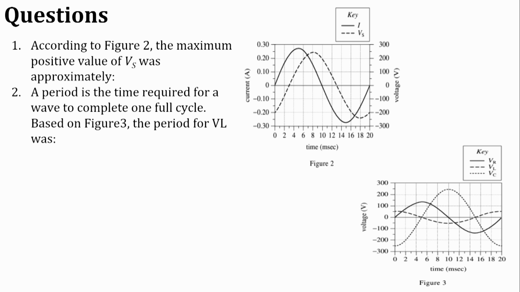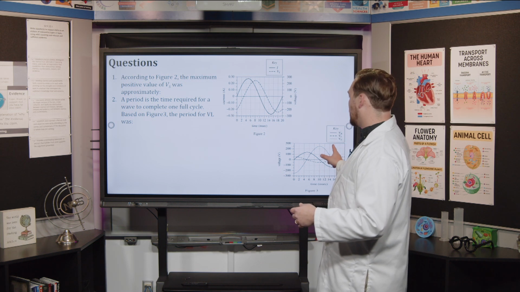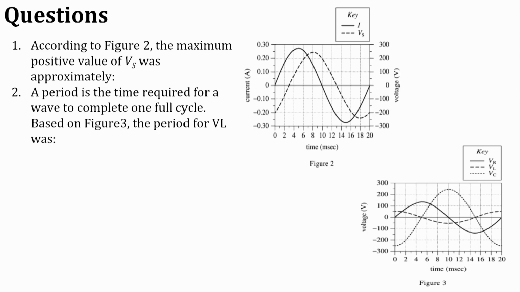Okay, let's look at question 2. So 2 says, a period is the time required for a wave to complete one full cycle. Based on figure 3, the period for VL was... Okay, great. So this is telling us where to look again. It says in figure 3, so this is the bottom right corner, and we're looking at VL. Okay, that's the dashed line, not the small lines, but the slightly longer lines. So that's the line that we're looking at there, and it wants to know what a period is.